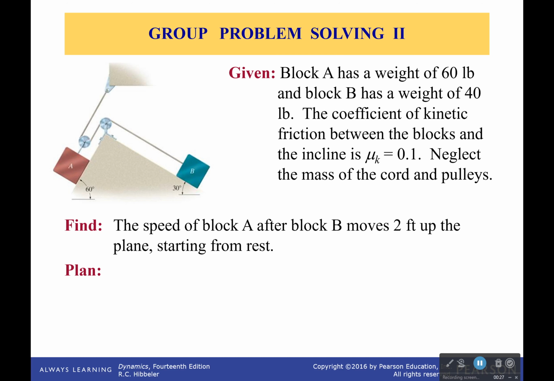So what's going on here? Well, what you see is that we have block A and it's attached to a pulley. And you're like, oh my, yes, this is one of those relative position equations where they're all connected together. Now block A has a weight of 60 pounds and block B has a weight of 40 pounds. The coefficient of kinetic friction between the blocks and the incline is 0.1, and we can neglect the mass of the cord and the pulleys. What we want to know is the speed of block A after block B moves 2 feet up the plane, starting from rest.